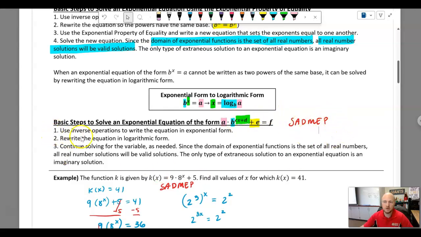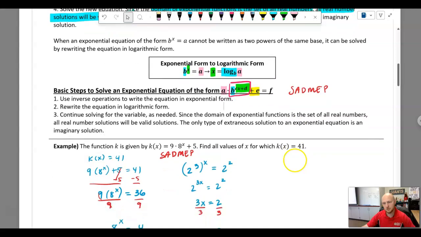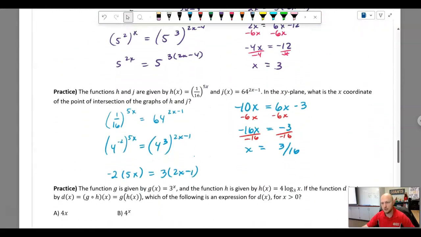So they say here, number one, use inverse operations to write the equation in exponential form. Number two, rewrite the equation in logarithmic form. So in step one, they want to isolate this exponential expression, and then we'll rewrite it in logarithmic form. Then we'll continue solving for the variable, and since we're dealing with an exponential function, the domain is all real values. There are no extraneous solutions unless we get an imaginary solution. Let's look at an example.